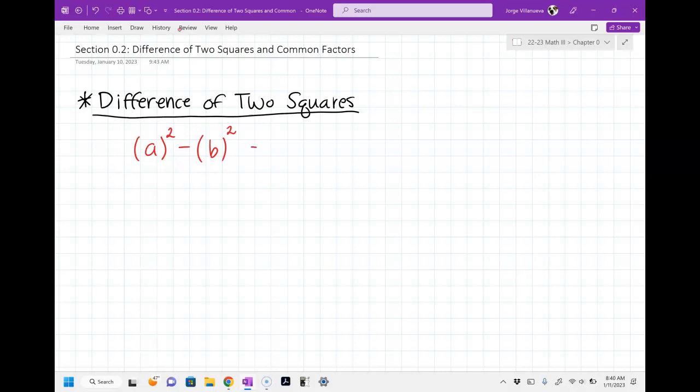If you can write your expression like that, then you automatically will go a minus b times a plus b, and that's going to be your factor. And that's it. You don't have to do anything else. Your factor will be done at that point. Now remember, sometimes you may have to take out common factors first, but when it comes down to just doing the factoring of a difference of two squares, it's pretty straightforward. So we're going to do two examples for this type of process. Okay, one that's easier, one that's a little bit more difficult, and then we'll move on to common factors.